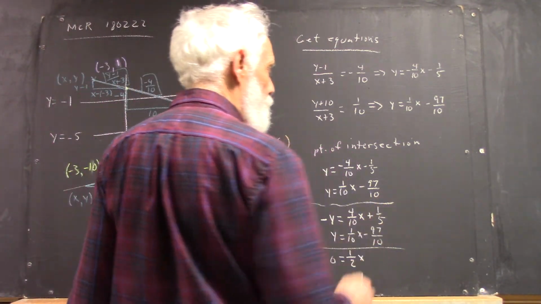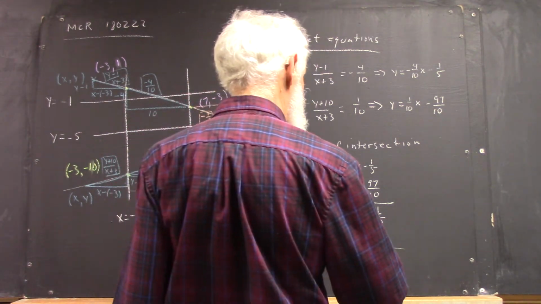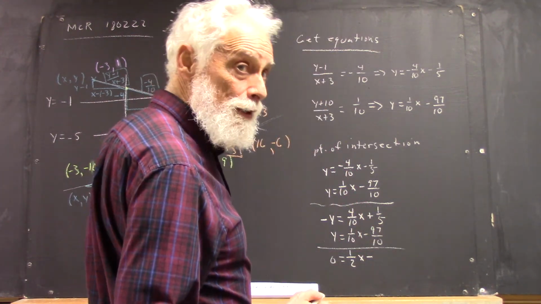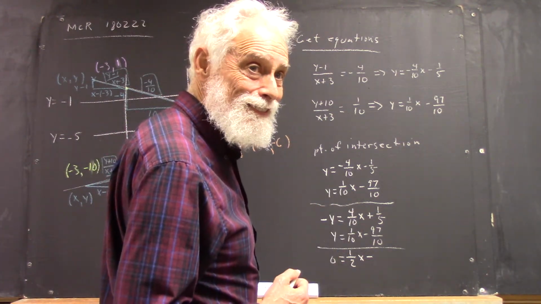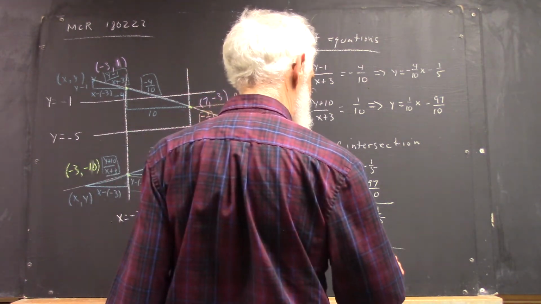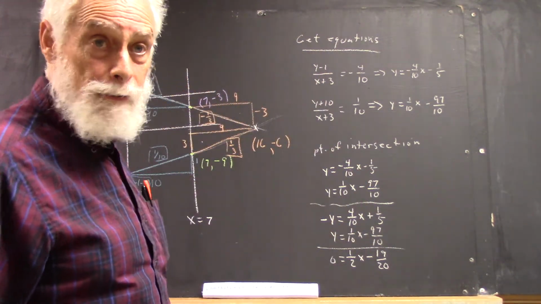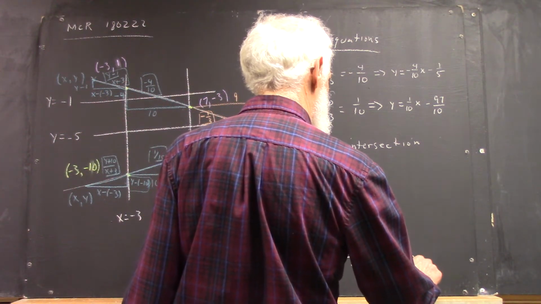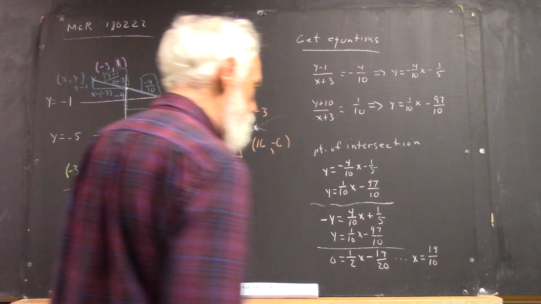And then 1/5 is 2/10. 2/10 and negative 97/10 is negative 95/10. And 95/10 is, wait, 19/20. Sorry. Numerator, denominator, divide by 5. Okay? And then I have 3 dots, and I find that x is 19/10.